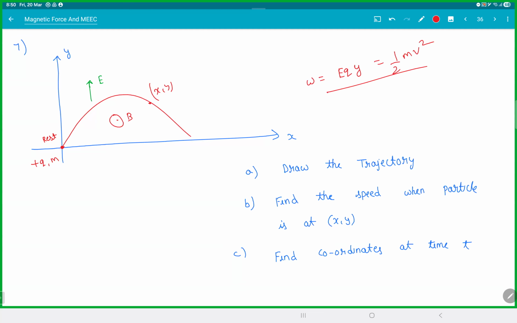Work done by all forces is the change in kinetic energy. Since the magnetic field cannot do work and the electric field is always in the vertical direction, you should take only the vertical displacement, isn't it? So EQy is equal to half mv squared. That will give you the speed in one equation. That's why I said it is a very good question. And you don't even need to know what the path is.